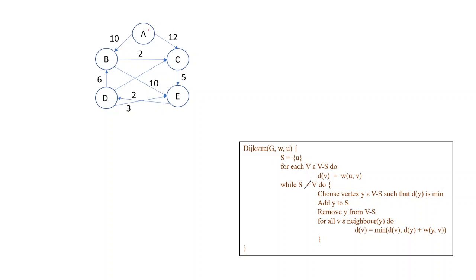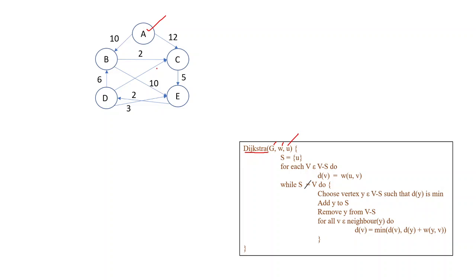So here we will be considering that A is the node that is trying to compute its distance to other nodes, that is B, C, D, E in this network. So this is the original Dijkstra's algorithm, where G is the graph, W is the weight matrix which contains the weight or the path cost from reaching two different nodes, and U is going to be the start node. So in our case, this U is A.